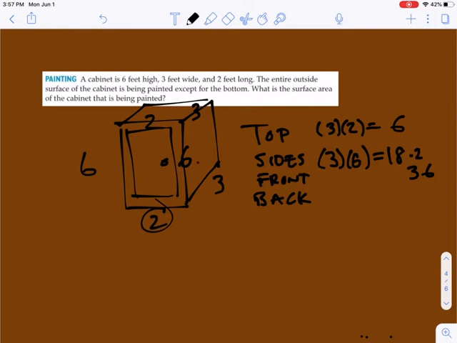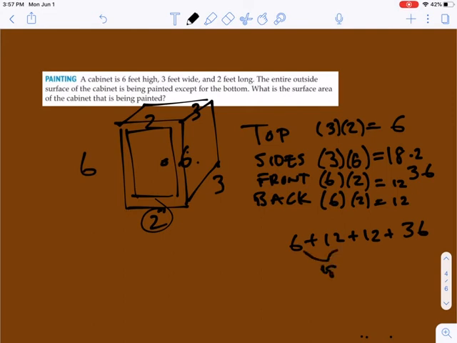And then your front is going to be 6 times 2, and your back is also going to be 6 times 2, right? So each of these you get 12. So you wind up with 6 plus 12 plus 12, and then we'll put that 36 in here. So 6 plus 12 is 18. 18 plus 12 is 30. And then 30 plus 36 is 66. So 66 squared feet, if I drew this correctly.